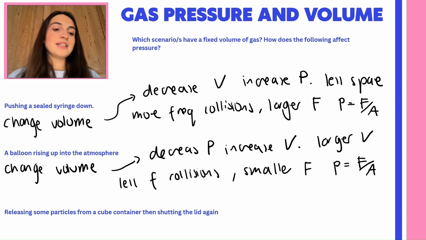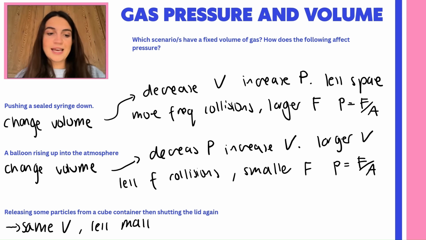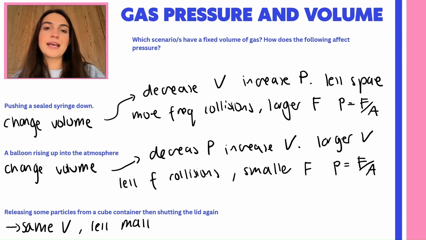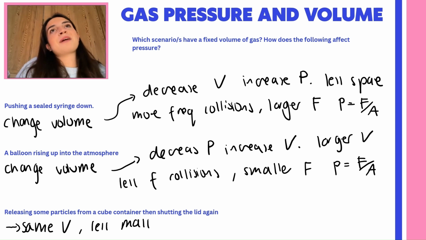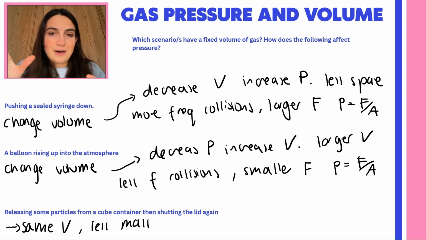Okay, finally, releasing some particles from a cube container and then shutting the lid again. So be careful here. Some pupils get confused between the idea of your gas particles and how many of them there are, or the mass of your gas, and the volume of your gas. When we're talking about volume, we're talking about the volume of the container. So what I'm doing here, as I open my container and then shut it again, I keep the same volume. I keep the volume of my container the same, but because I've released some gas particles into the air, I've let some of the mass out.